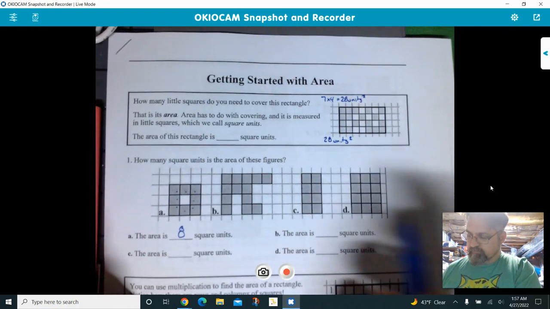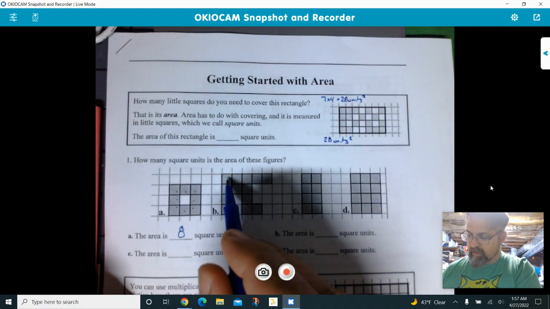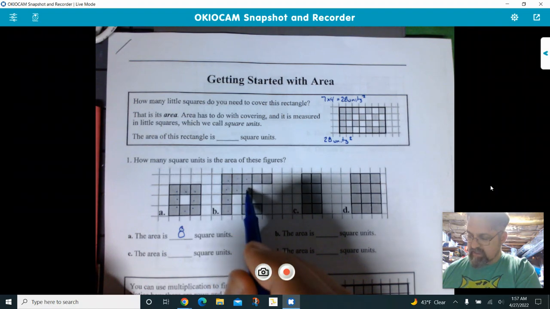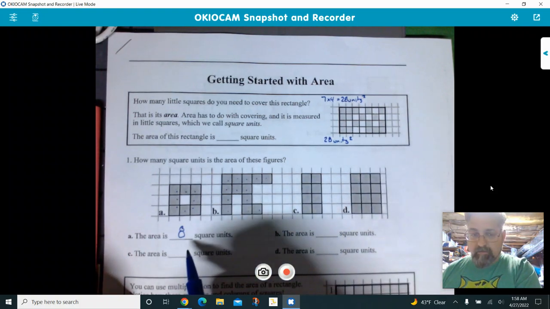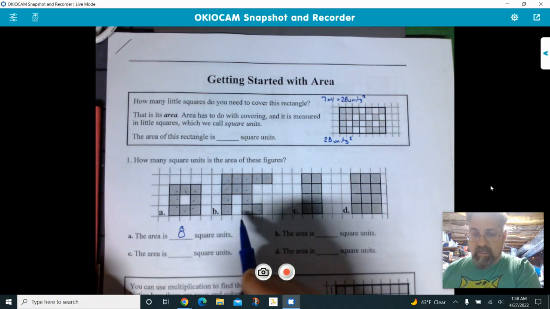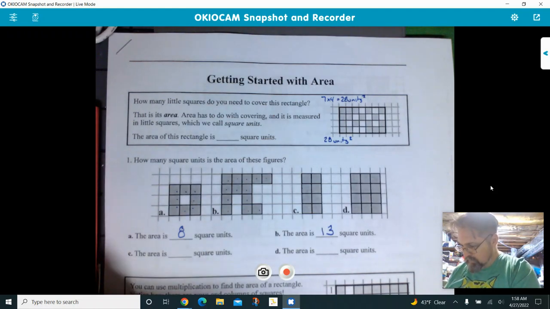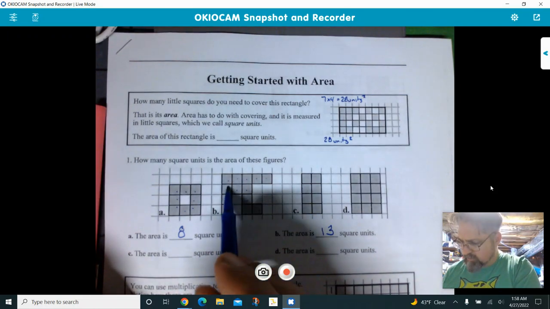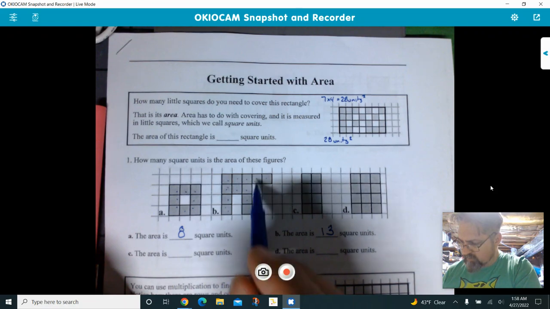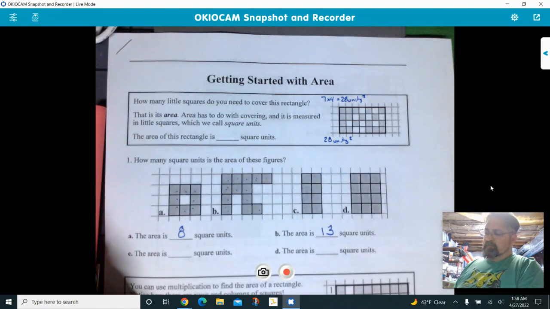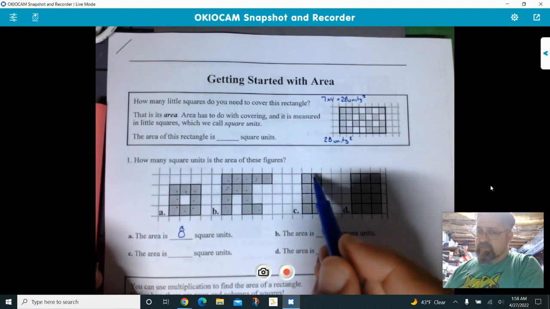B, 1, 2, 3, 4, 5, 6, 7, 8, 9, 10, 11, 12, 13. Area B is 13 square units. Make sure I counted that right one more time. 1, 2, 3, 4, 5, 6, 7, 8, 9, 10, 11, 12, 13. Yes, okay.